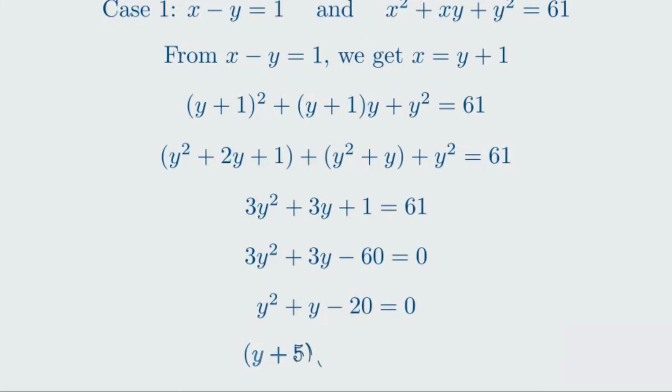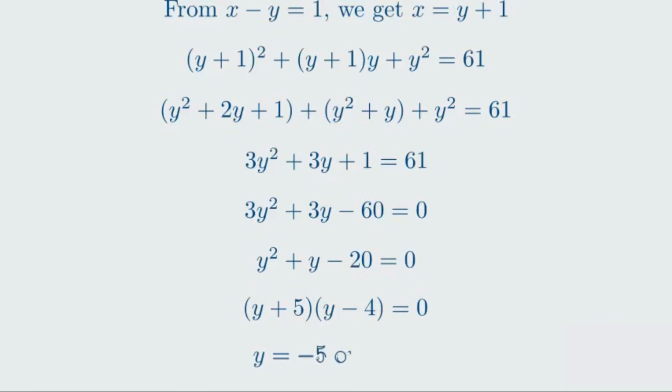So we can factor the equation as (y plus 5) times (y minus 4) equals 0. This gives us two possible values for y, -5 and +4. Great, we have two integer solutions for y. Let's find the corresponding x values. Remember our relationship x equals y plus 1.